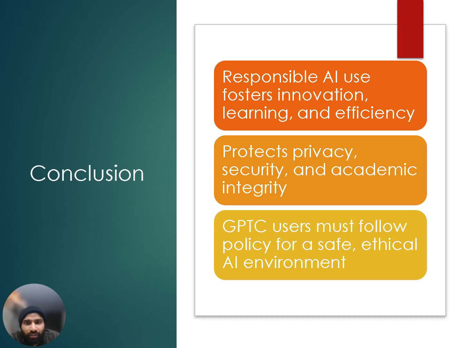So here we are at the final stage, the conclusion. In conclusion, artificial intelligence brings major benefits to GPTC, whether it's creativity, efficiency, or learning support. But with those benefits come responsibilities. This policy ensures that AI is used in a way that protects privacy, security, fairness, and academic integrity. By following these guidelines, students, faculty, and staff help create a safe, ethical, and innovative environment for AI on campus.